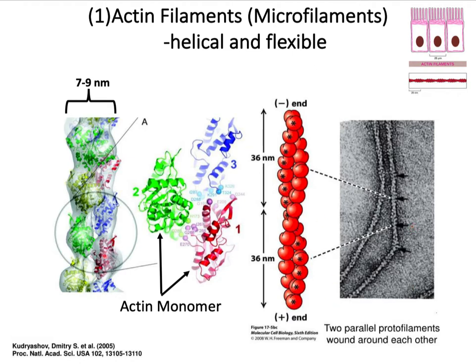And on the left is a molecular model of the actin filament. As you can see, there are 3 individual monomers shown right here, and these are a twisted, helical chain of actin.